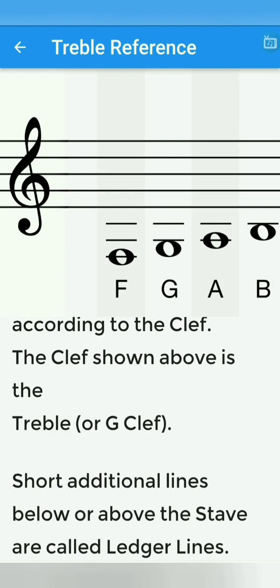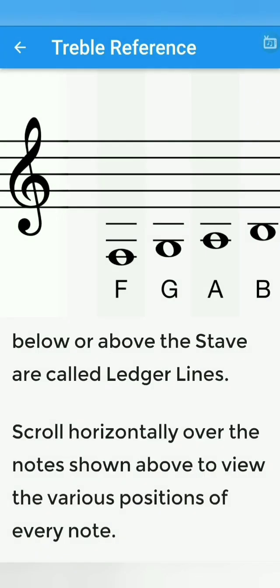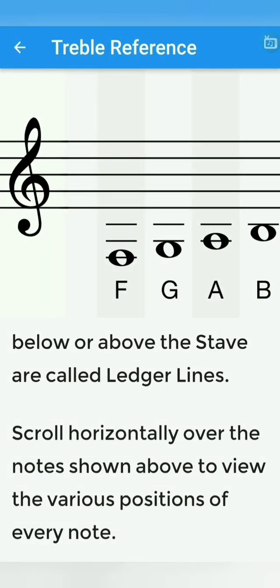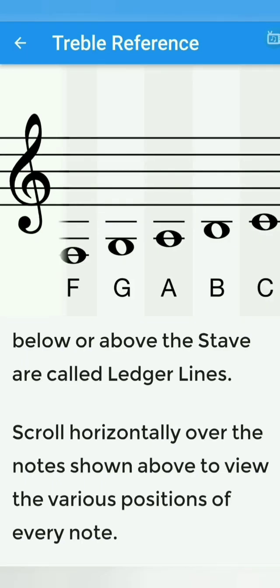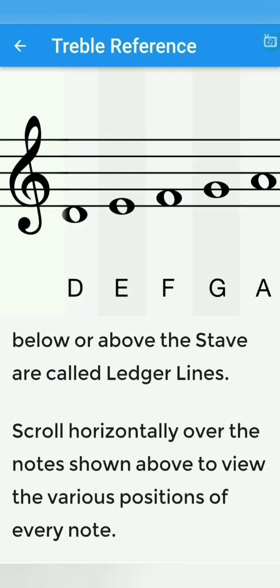Short additional lines below or above the staff are called ledger lines. Scroll horizontally over the notes shown above to view the various positions of every note. We have here the treble staff placement for key F, G, A, B, C.